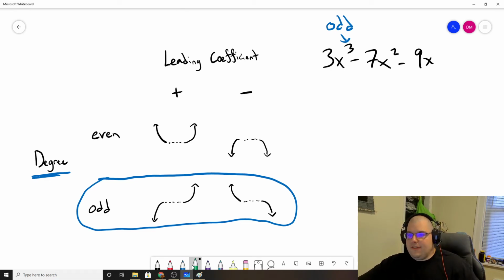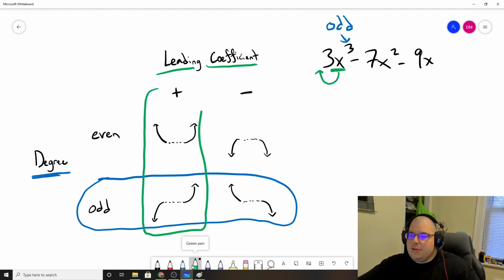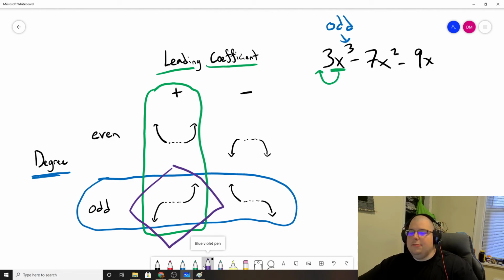And of course, I've got to find the leading coefficient. The leading coefficient is always the number in front of that variable, which is this 3. And 3 is positive this time. So I'm circling the positive leading coefficient column. And the thing that I circled twice, of course, is my answer down there that I just put a diamond around, where the left arrow is pointing down and the right arrow is pointing up. And so that's the end behavior for that question.